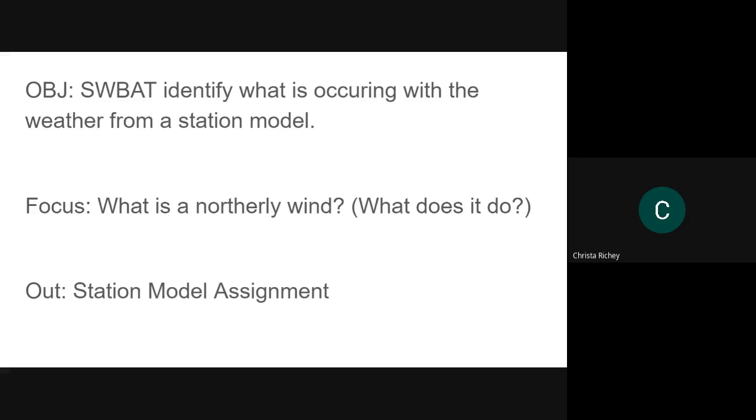It goes the opposite way. It's named for the direction that it is coming from. So in this case, a northerly wind is coming from the north and it is blowing towards the south. Okay?